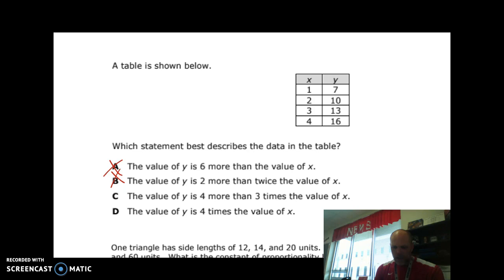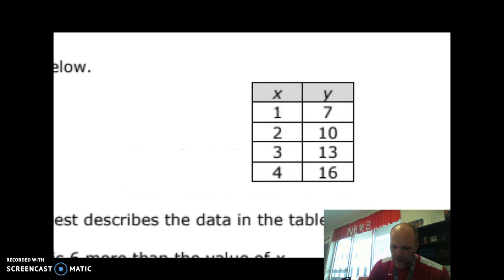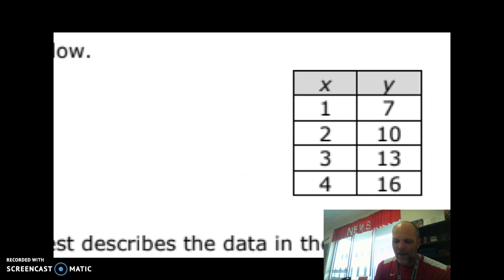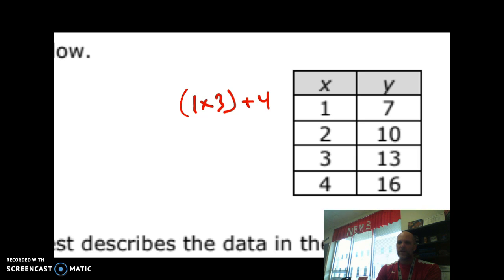C, the value of y is 4 more than 3 times. 4 more than 3 times. So what does 3 times mean? Literally, it tells you 3 times. 1 times 3, right? But 4 more than that. Plus 4. Yeah, so what does that equal? That's 1 times 3 is 3. 3 plus 4 is 7, right? Okay, so that one's good.